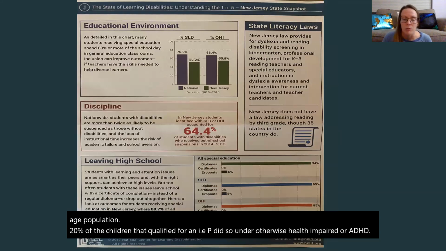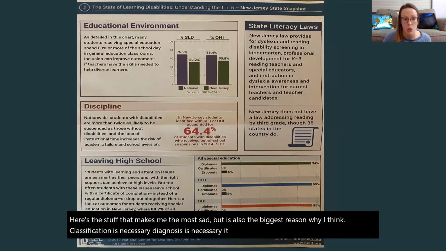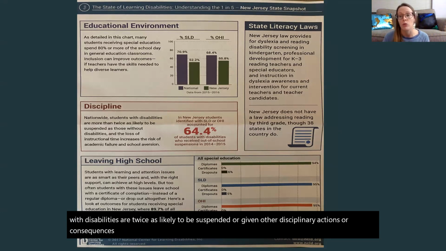Here's the stuff that makes me the most sad, but is also the biggest reason why I think classification is necessary, diagnosis is necessary. It has long been known that students with disabilities are twice as likely to be suspended or given other disciplinary actions or consequences in school than those who do not have disabilities.